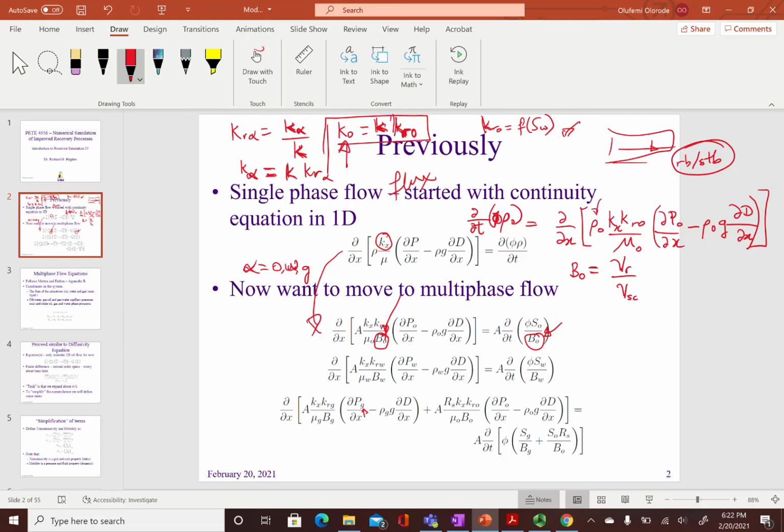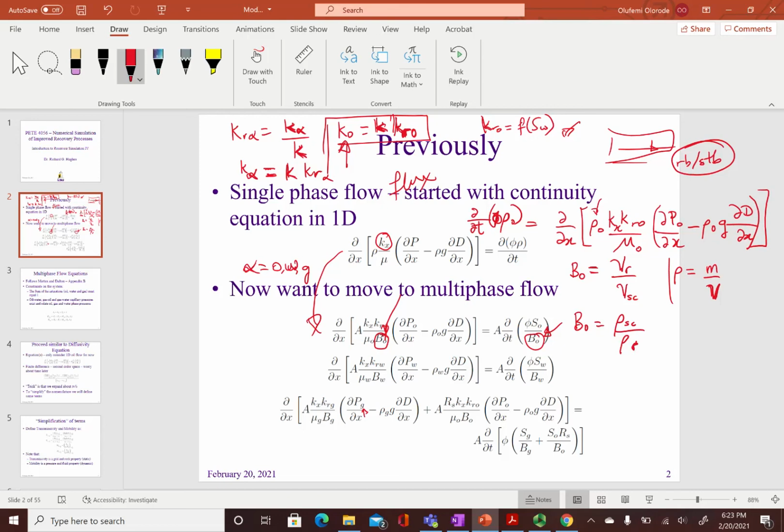But this is densities. What's the equation for density? Density is mass per unit volume, so it's inversely proportional to volumes. So BO is basically rho SC divided by rho at reservoir conditions. You see that?